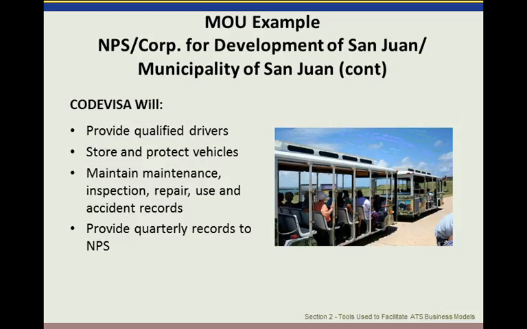And then the third partner to this agreement is the Corporation for the Development of San Juan. I think it must be some sort of development board for San Juan, I guess. They provide the drivers for this service. They take responsibility for storing the vehicles. They complete necessary reports, which are then provided to NPS in terms of maintenance activities, inspections, and accident records, that type of thing.